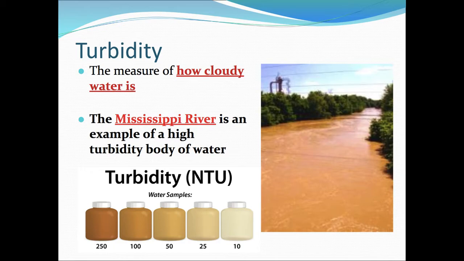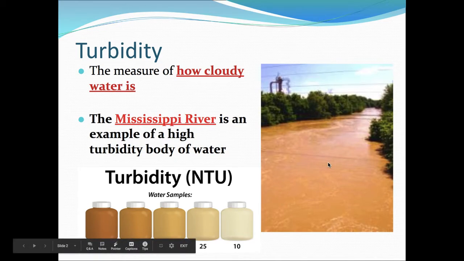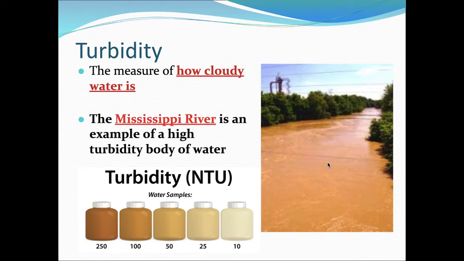So our first measurement of water quality is something called turbidity. Turbidity is how cloudy the water is, how not clear it is, how much stuff is in it. So here, this river, this is a branch of the Mississippi River, has a very high turbidity, especially the further downstream you go, like by Louisiana and New Orleans. There's lots of sediment in the water, lots of stuff that makes the water cloudy.